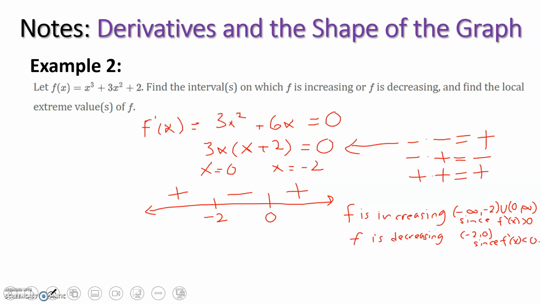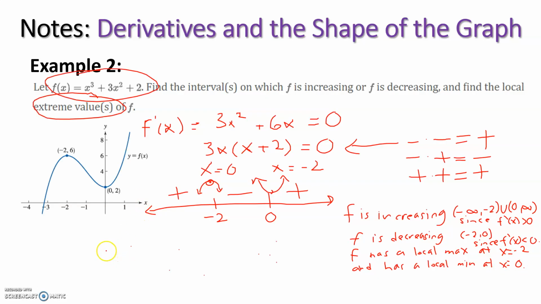Now, according to the first derivative test, if we go from a positive derivative to a negative, so up then down, we have the location of a maximum. If we go down then up, we have the location of a minimum. So we can see f has a local maximum at x equals -2 and has a local minimum at x equals 0.